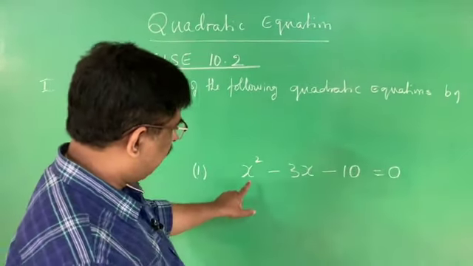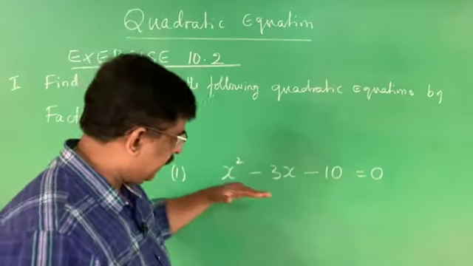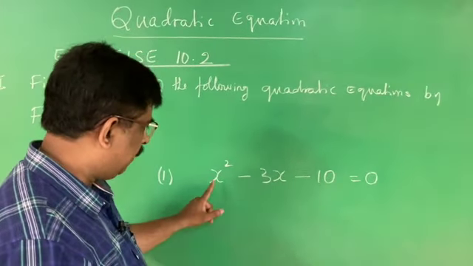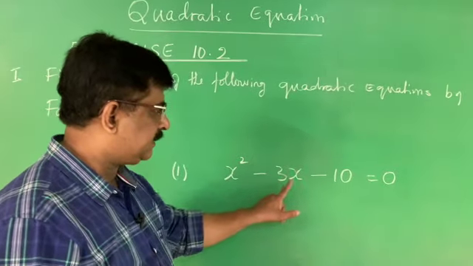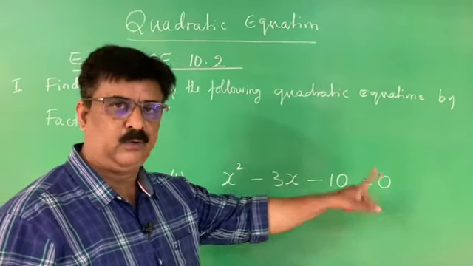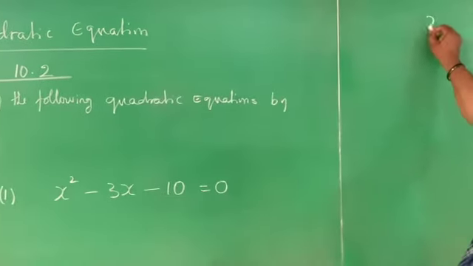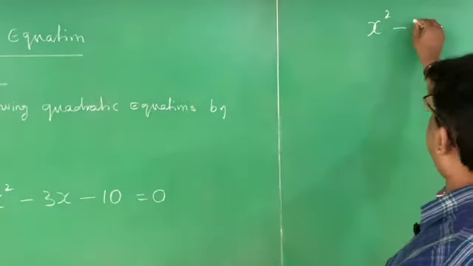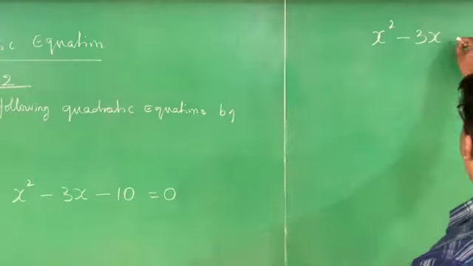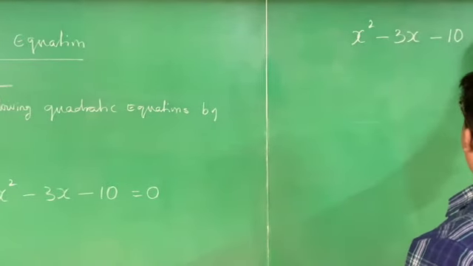The first problem, I already solved this problem. Once again I solve it. The first problem is x square minus 3x minus 10 is equal to 0. What I do is, first I write the problem. x square minus 3x minus 10 is equal to 0.